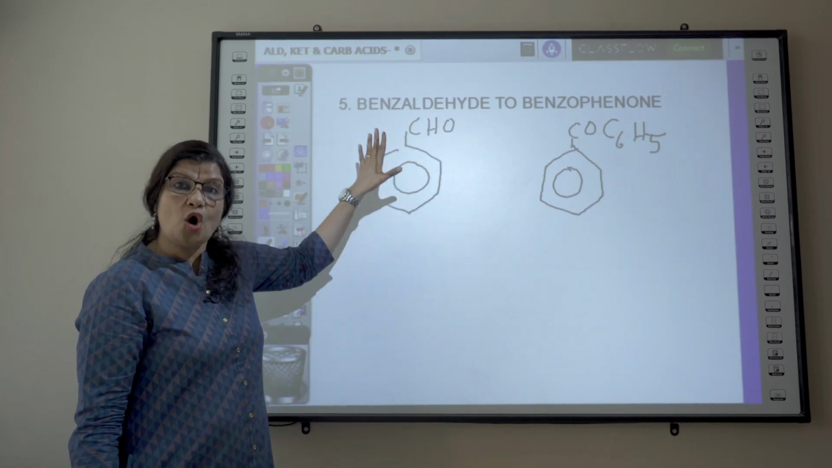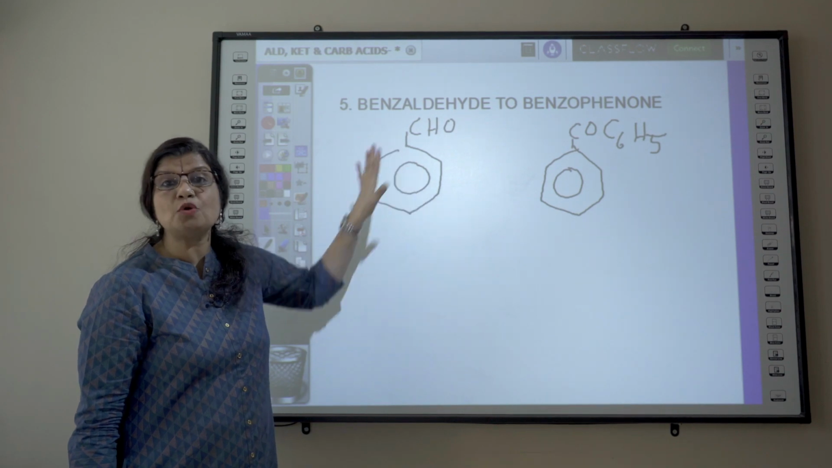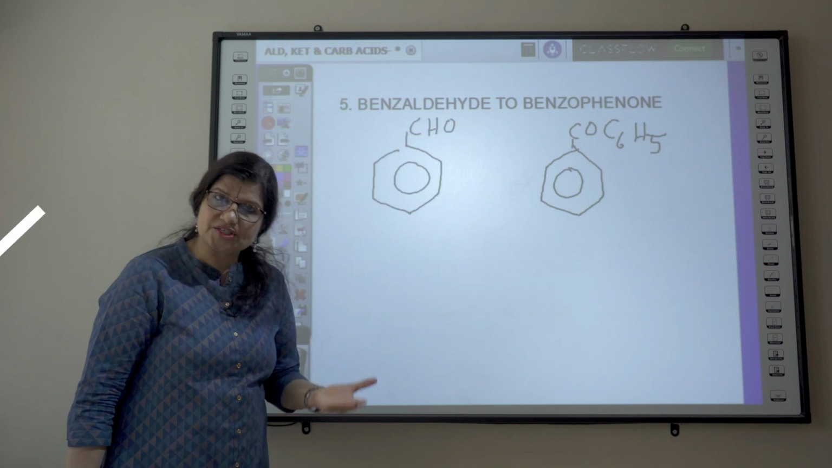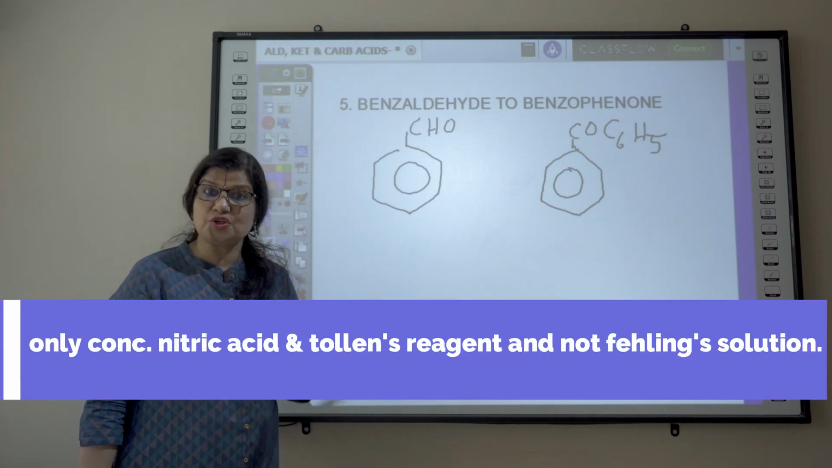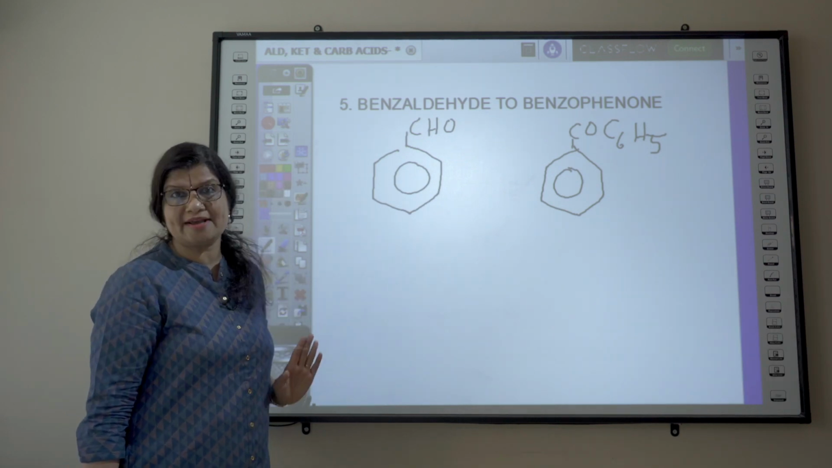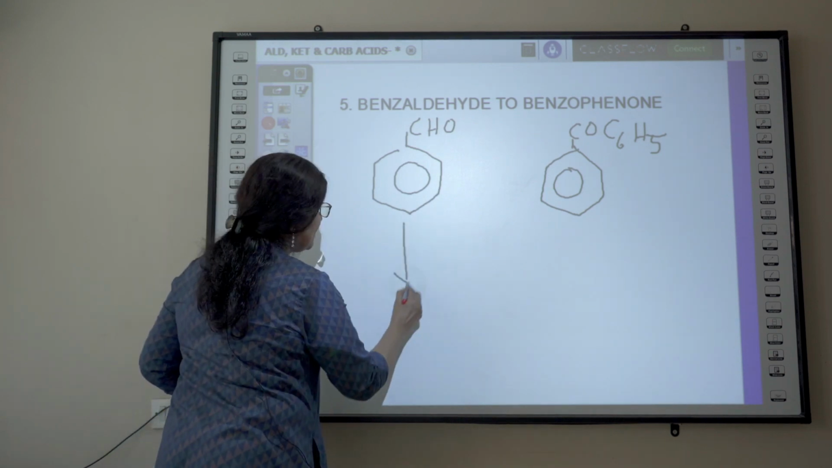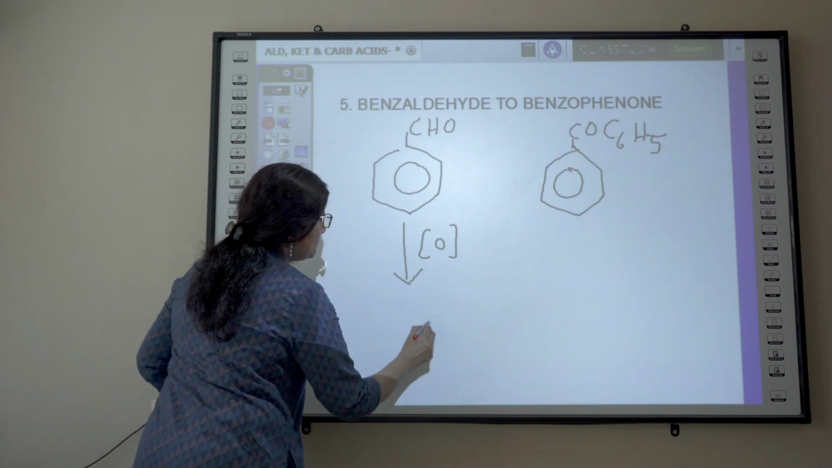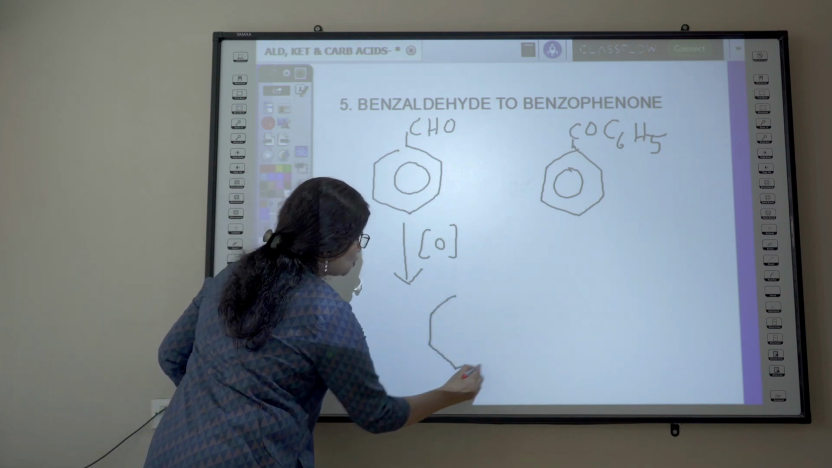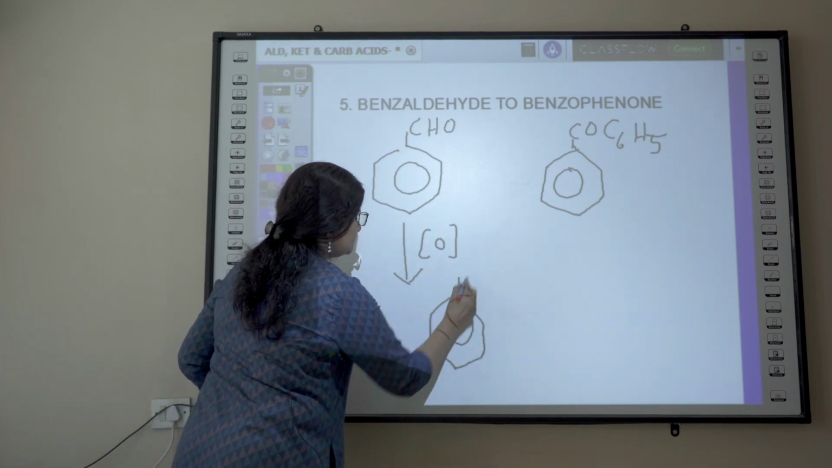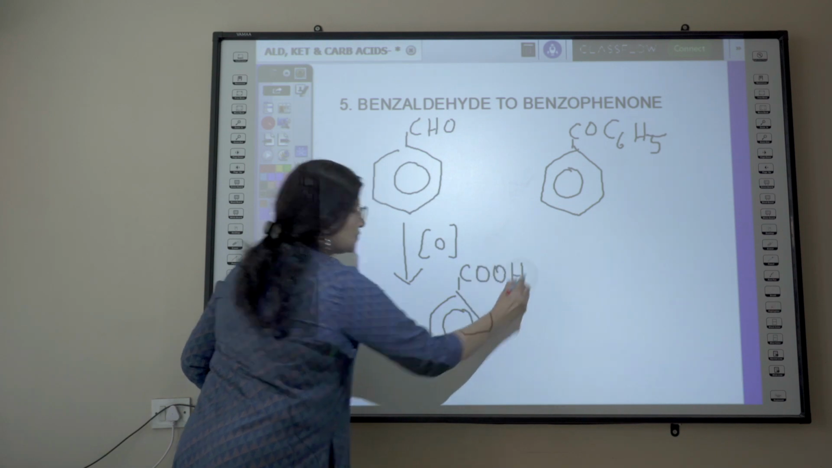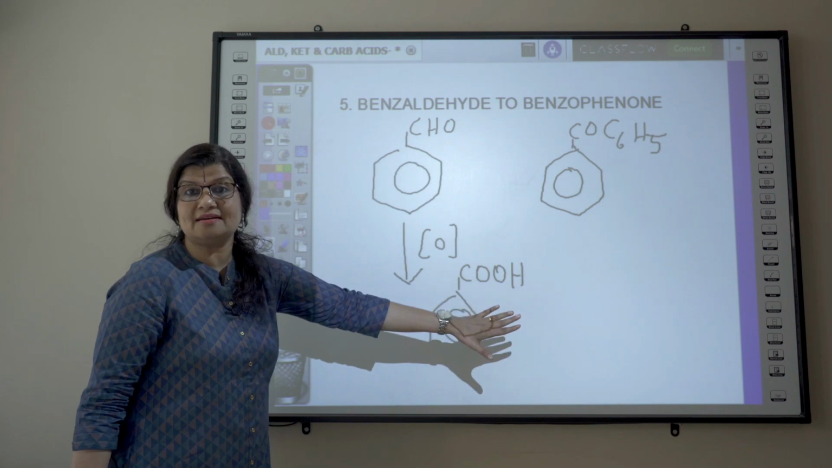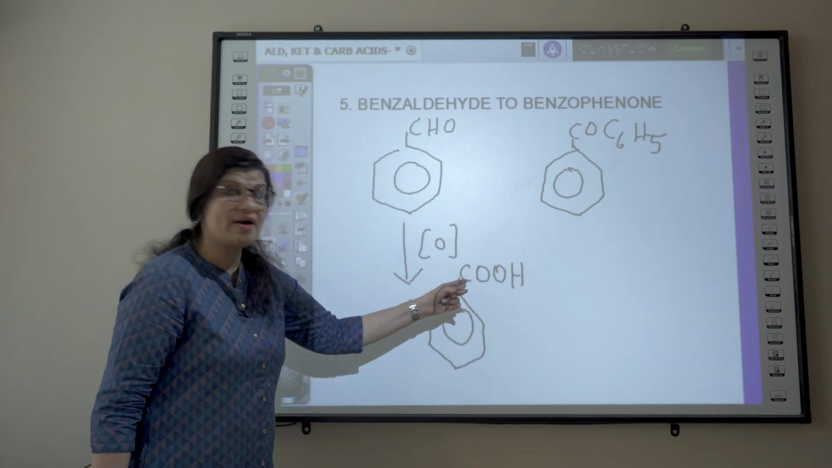So let's first oxidize benzaldehyde to benzoic acid. We can use mild oxidizing agents like concentrated nitric acid, Tollens' reagent or Fehling solution followed by hydrolysis. So by using mild oxidizing agents, you can convert benzaldehyde to benzoic acid. Right? Now you have to convert benzoic acid to benzene. How do you do that? You've got to remove one carbon atom.